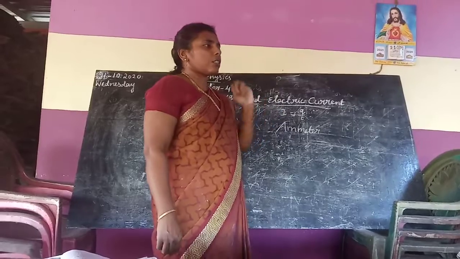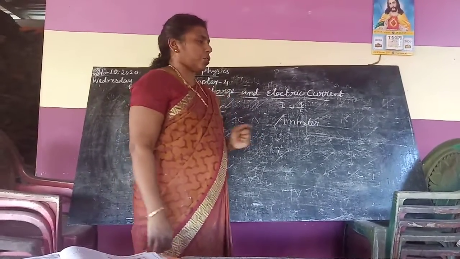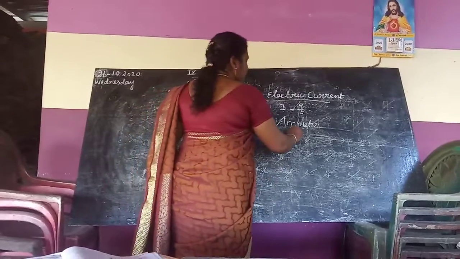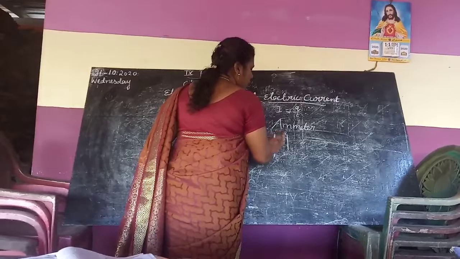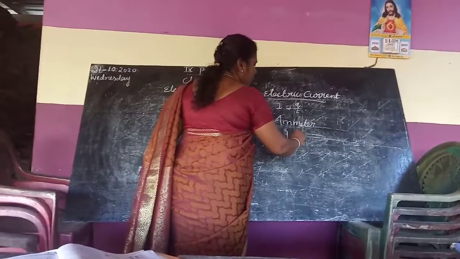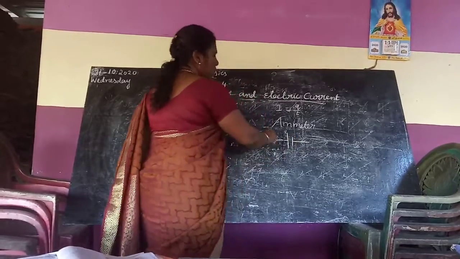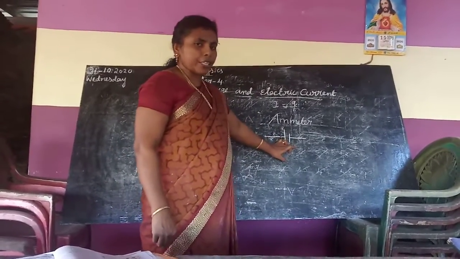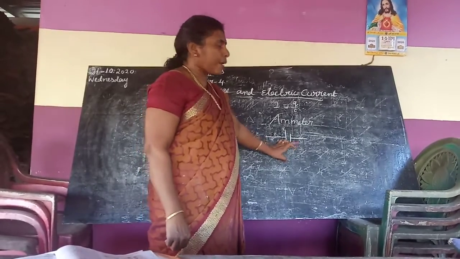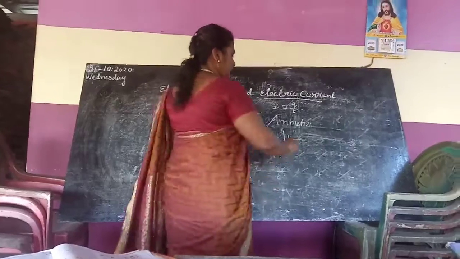Two charges we have learned already. What are the two charges? Positive charge and negative charge. How should we mention them? A big line is the positive charge and a small line is the negative charge. This is the cell. One cell consists of a positive terminal and a negative terminal. There are two terminals. This we will say as a cell.